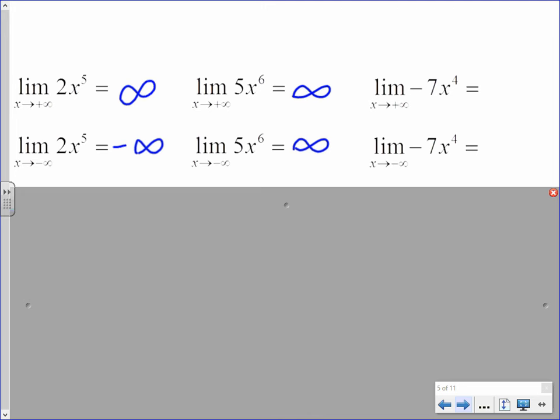When you see positive infinity, we're thinking about what's happening on the right. When you see negative infinity, we're thinking about what's happening on the left. Gina, what's happening on the right side of our graph? Falling. So our limit's going to be negative infinity. How about on the left side of our graph? Jennifer, what's going to be happening? It's also falling. We have an even degree.